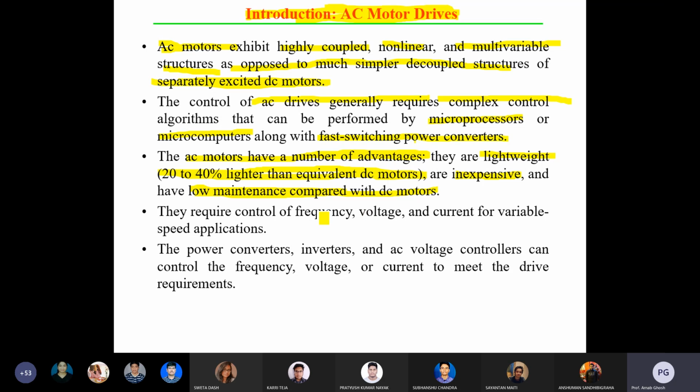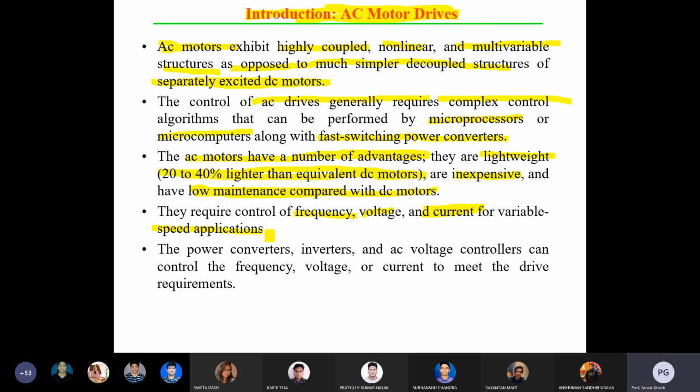They require control of frequency, voltage and current for variable speed applications. So you get additional parameters, whereas for a DC motor you can only vary the armature resistance, field resistance and the armature voltage.